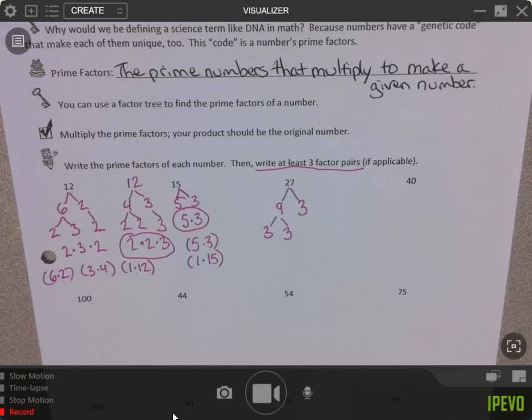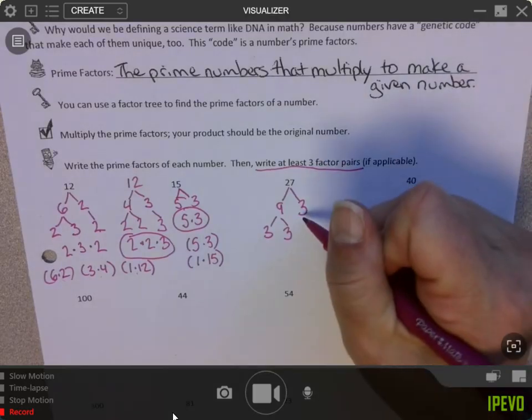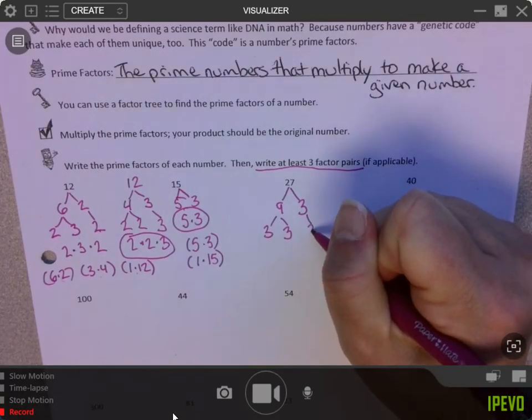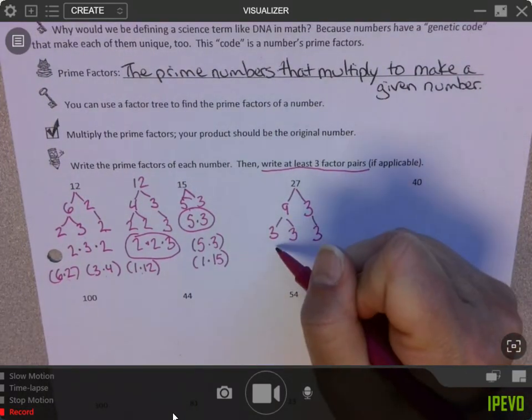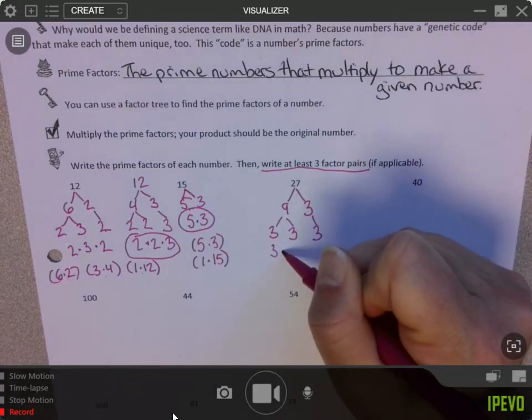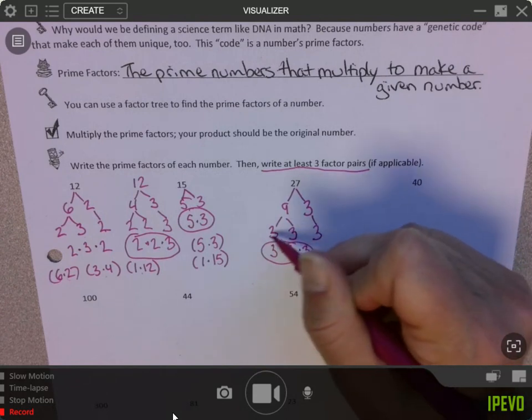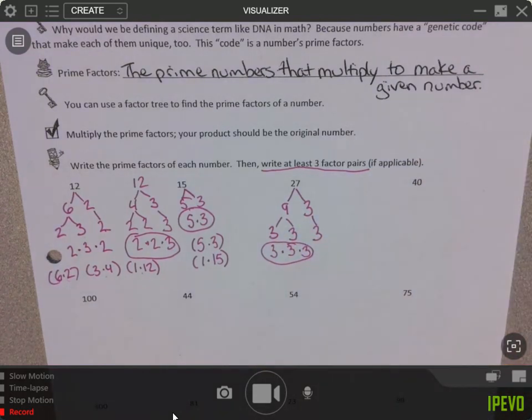That's the factor buddies. Can I break my 3 down anymore? No, 3 is a prime. So for my prime factorization, I have 3 times 3 times 3. It's everything on that bottom row. So I have to have that 3 listed 3 times. 3 times 3 times 3 is 27.